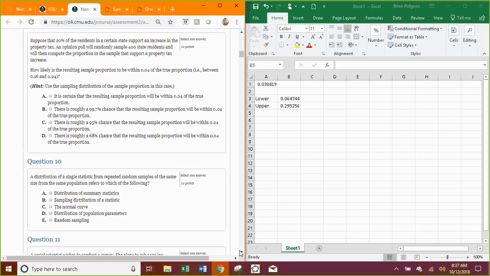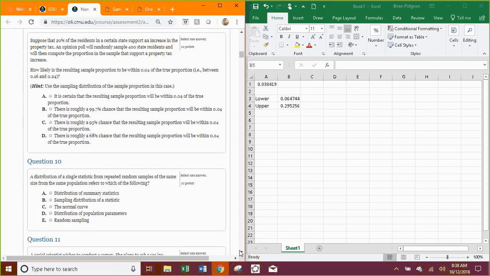So 20% of the residents in a certain state supported an increase in the property tax. An opinion poll will randomly sample 400 state residents and will then compute the proportion in the sample that supported the property tax increase. How likely is the resulting sample proportion to be within 0.04 of the true proportion, between 0.16 and 0.24?